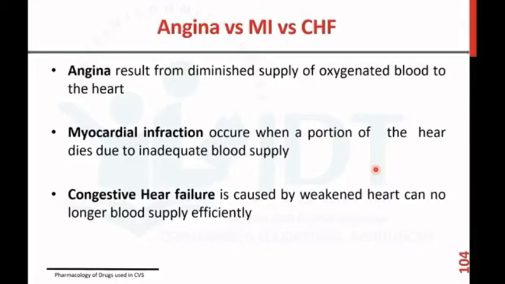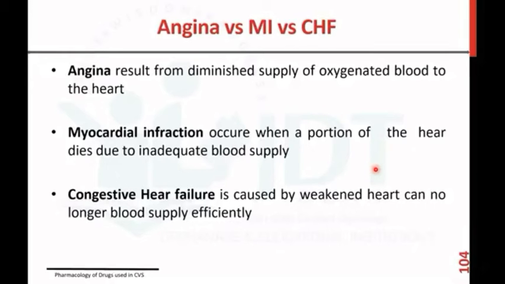The therapeutic goal is to increase the cardiac output. The drug classes used to treat chronic heart failure: the first one is vasodilators. They widen blood vessels and decrease the workload on the heart. The second one is diuretics. These diuretics decrease the extracellular fluid volume by increasing the excretion in urine.